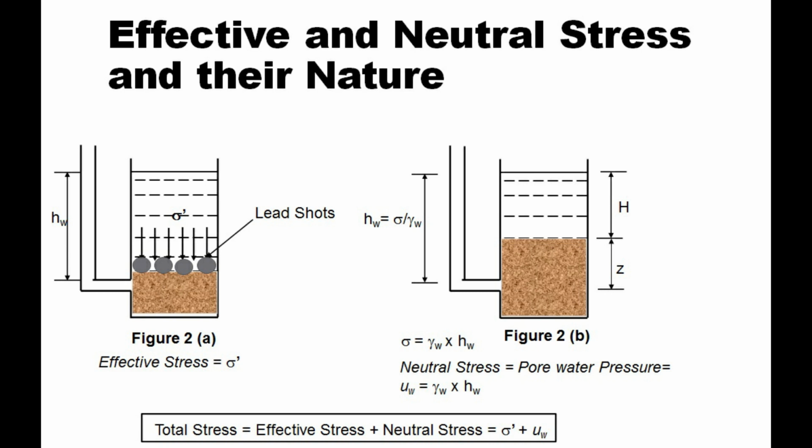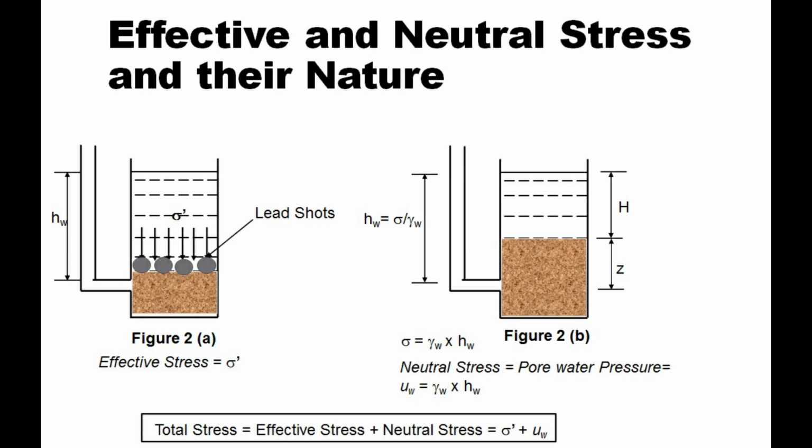On the other hand, if we look at the same jar in figure 2b on the right side, the jar is filled with soil and water to such heights that the head of water above the piezometer is the same, that is HW, as in figure 2a. Now this HW is equal to sigma upon gamma W, as we can see in figure 2b. In other words, stress sigma is equal to gamma W into HW. Look at the equation written below figure 2b.